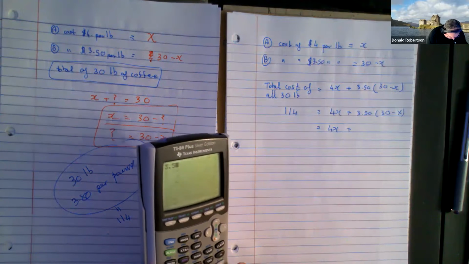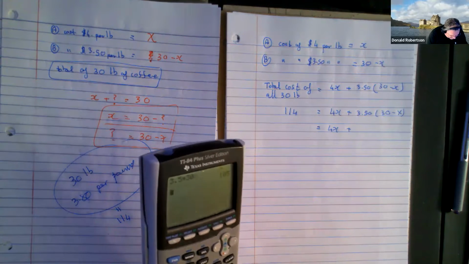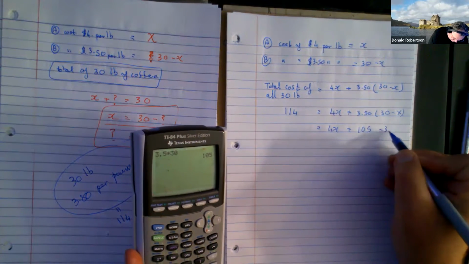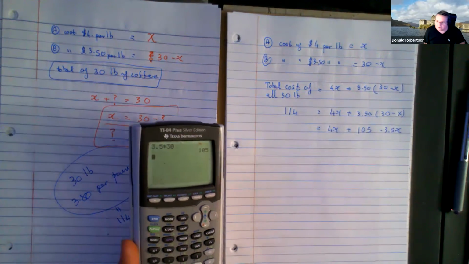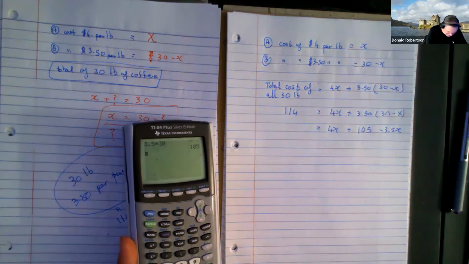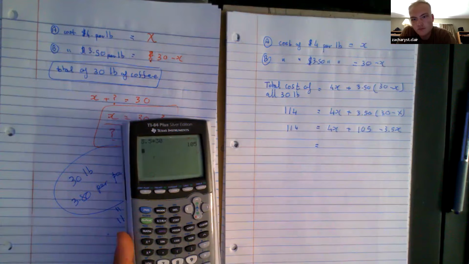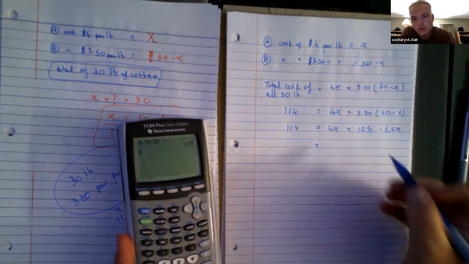So 3.5 times 30, that's 105. And 3.5, that just gets me, I'll call it 3.5. Who needs a zero, right? 3.5x. And this here is 114. Okay, what do we do next? We'll combine like terms, that'll give us 1.5x.